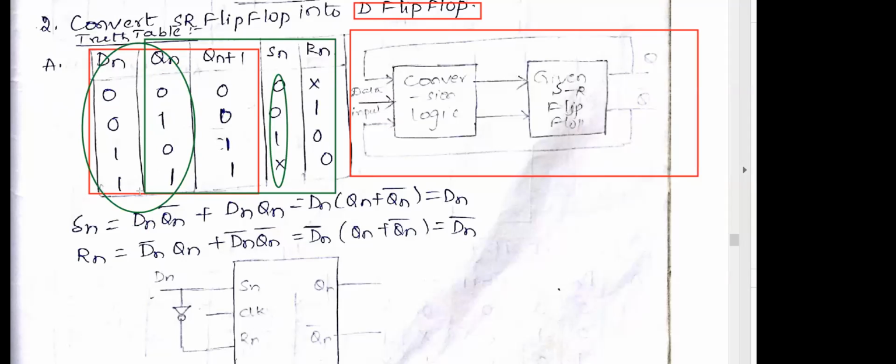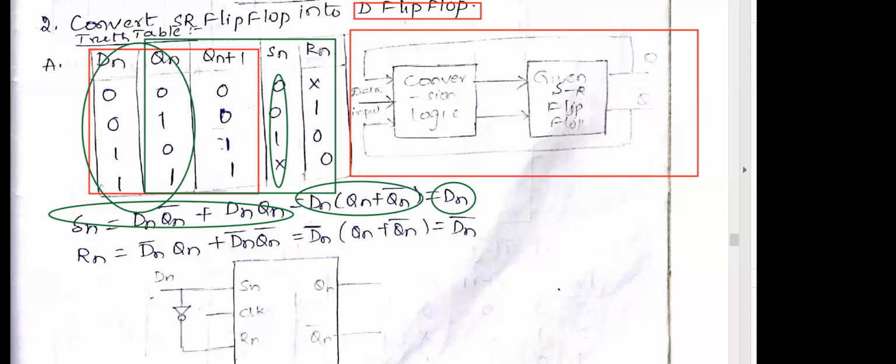Therefore, by observing this, we can write the S equation as D into Qn bar plus D into Qn, or we can write simply S equals D, taking D common, Qn plus Qn bar. We got S equals D.